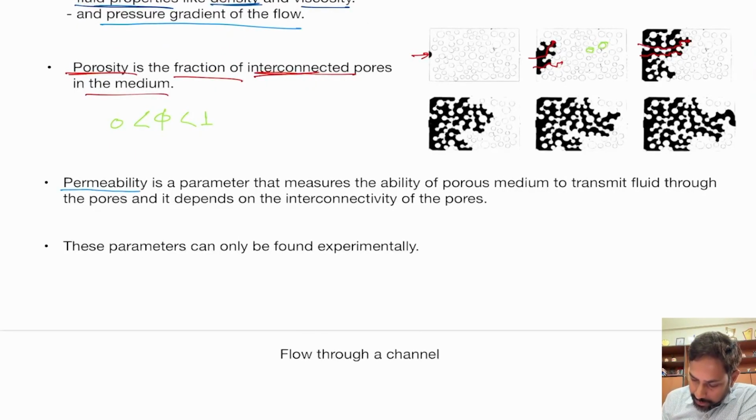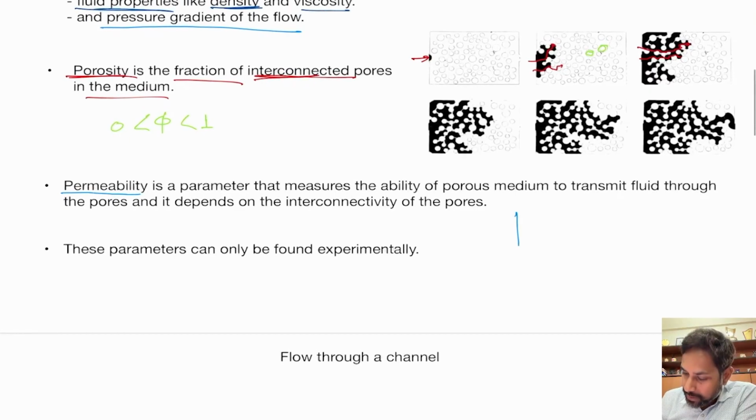So permeability is defined as a parameter that measures the ability of a porous medium to transmit fluid through the pores, and it actually depends on the interconnectivity of the pores. So it's not just the pores that are important, but how easily those pores are able to transmit fluid through that particular medium. And that will depend on what kind of interconnectivity is there, because porosity will only give you the total fraction of interconnected pores, but it will not tell you the pattern of that interconnectivity.